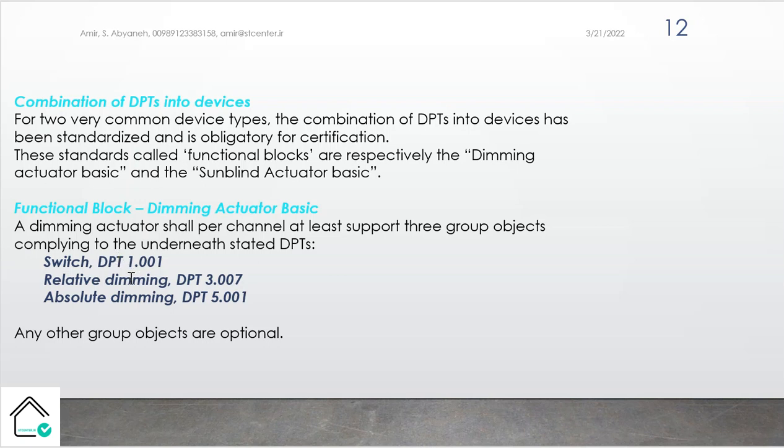This is a minimum functional block that is tested in the lab by the KNX laboratory. So these standardized data point types should be provided by the manufacturers to get the certification. Apart from these, any other objects are optional. For example, in some dimming, we can change the speed of the dim. We can see the status of the dimmer actuator. We can have many group objects. So all of them are optional.